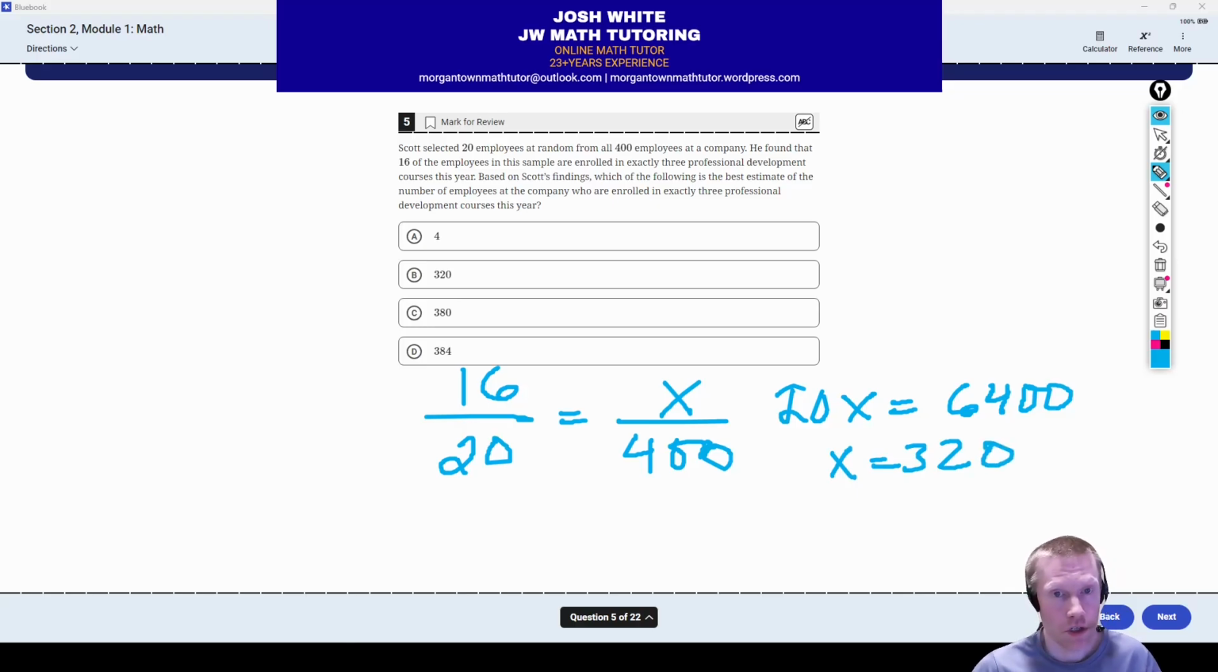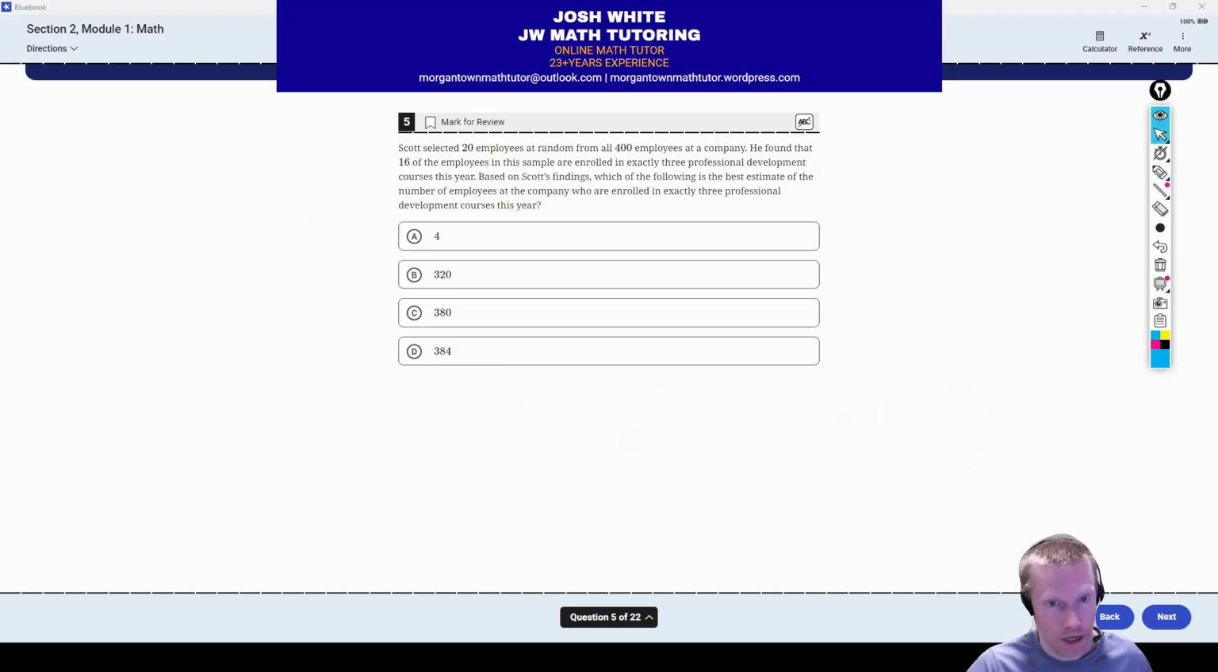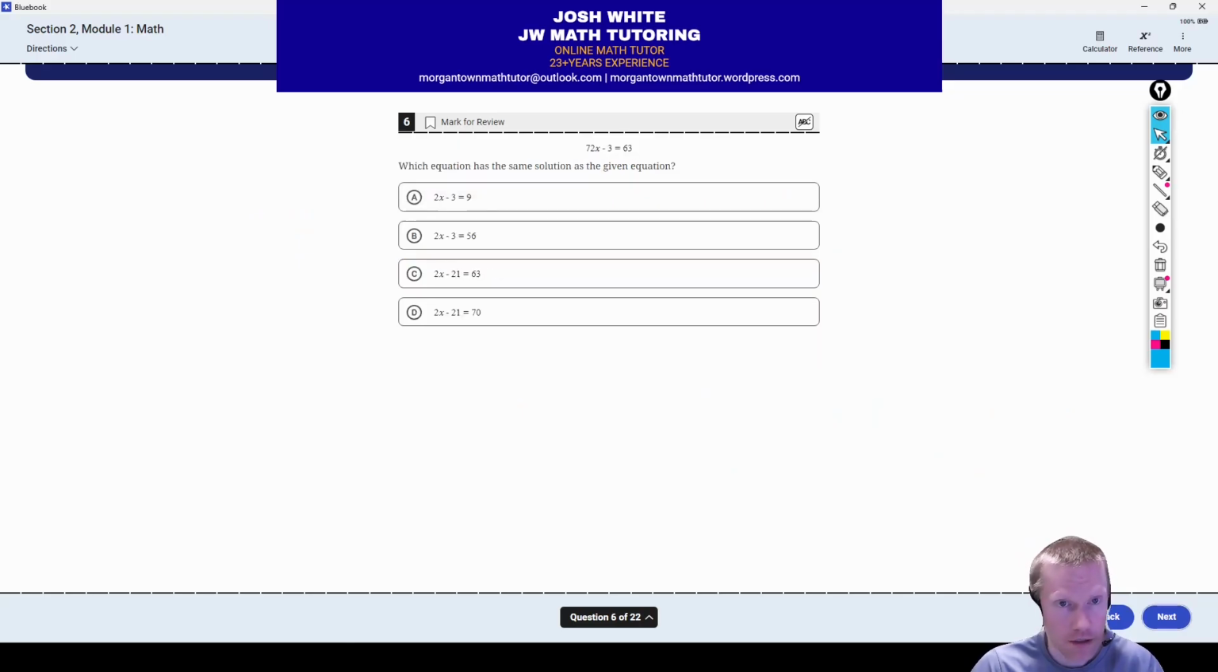Note that you could also just do this by back solving, meaning that if you recognize 16 over 20, if you divide that, it should work out to 4 over 5 or 0.8. So you could then take these answer choices, divide them all by 400 and see which one equals 0.8, and it's going to be 320. So you could back solve this as well. But the correct answer is going to be letter B.